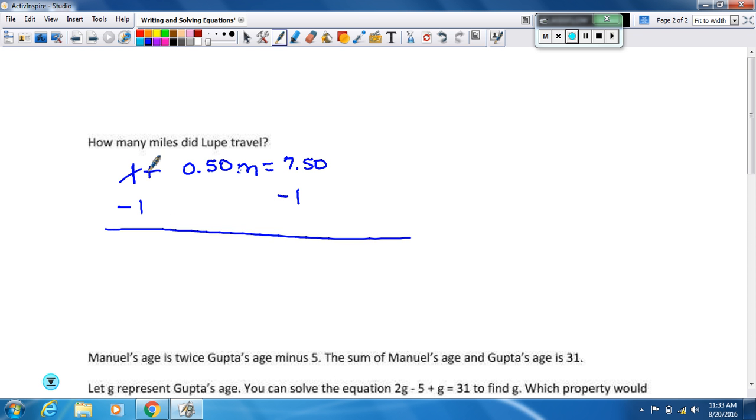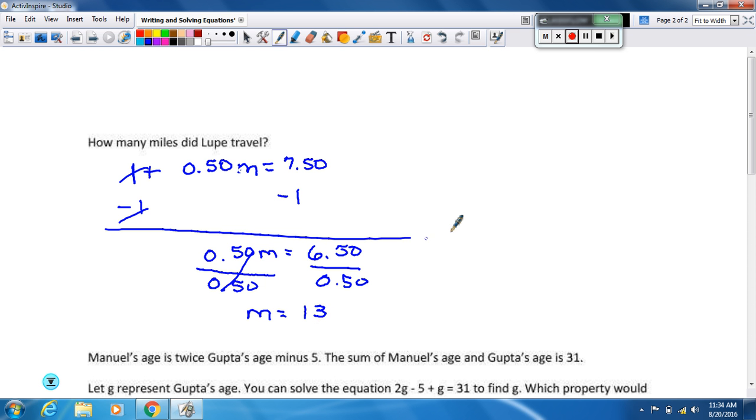And that's $1. So I've got 50 cents times m equals $6.50. Now this is 50 cents times m, so the opposite of times is divide. So I divide both sides by 50 cents and opposites cancel. And $6.50 divided by 50 cents is 13. So Lupe traveled 13 miles.